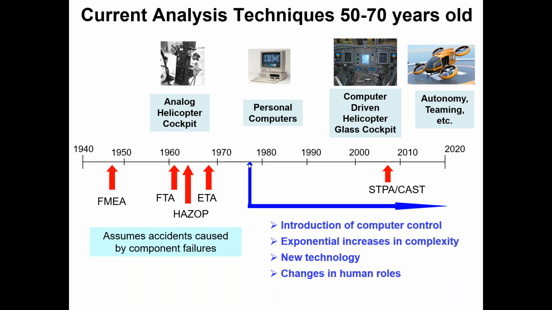And what really happened here, if you look at the blue line, is that we started introducing computer control, which resulted in exponential increases in complexity in the vehicles we were building, new technology, changes in the human role. And you'll see the only new technique has been STPA and CAS. CAS is just the equivalent for accident investigation after the fact. But all the other things were built at a time when accidents were very different. And as I said, they assume that accidents are caused by component failure.